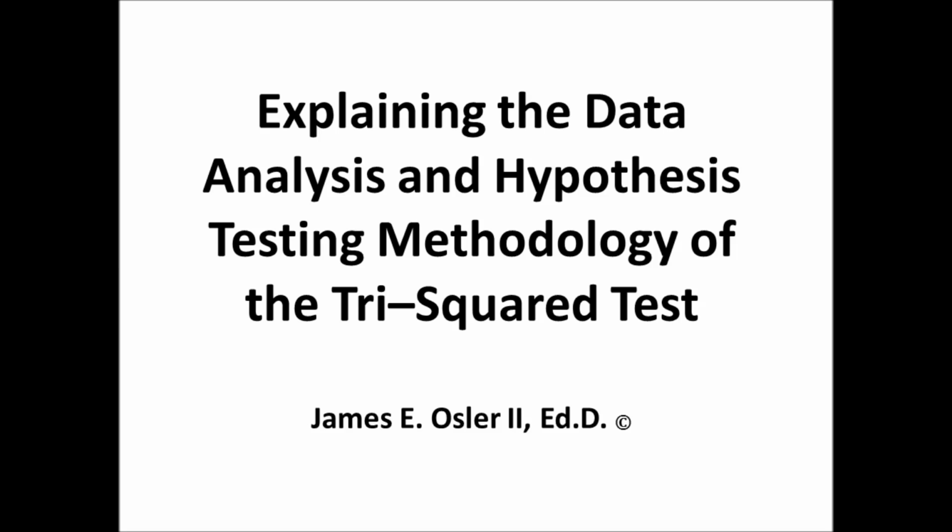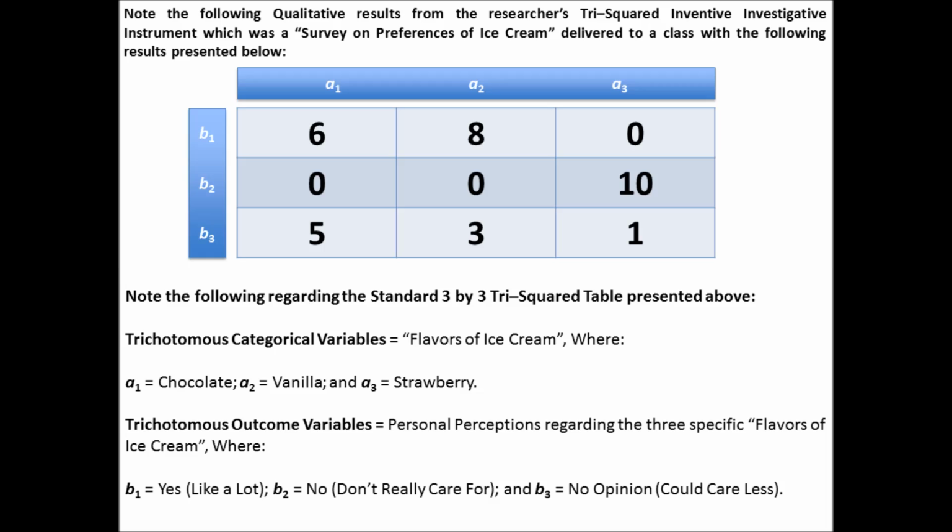All right. Myself, explaining the data analysis and hypothesis testing methodology of the tri-squared test. We have used 3 trichotomous categorical variables talking about flavors of ice cream to determine, for a given sample derived from a given population, whether or not they like chocolate, vanilla, or strawberry ice cream. Those are our trichotomous categorical variables. Our outcome variables we decided are definitively yes, no, or no opinion, or not applicable.